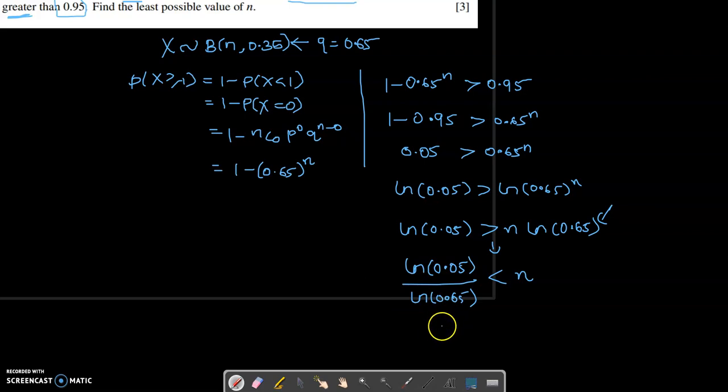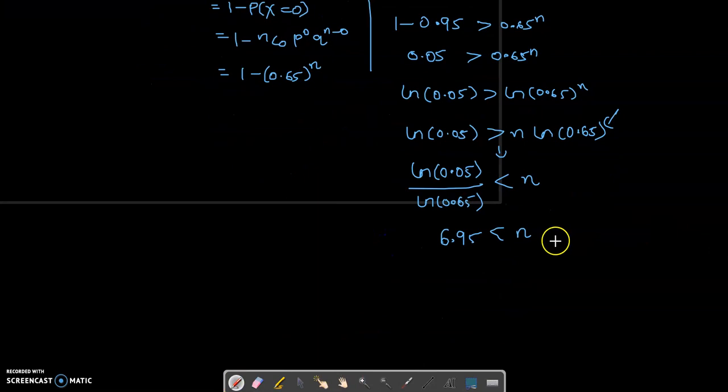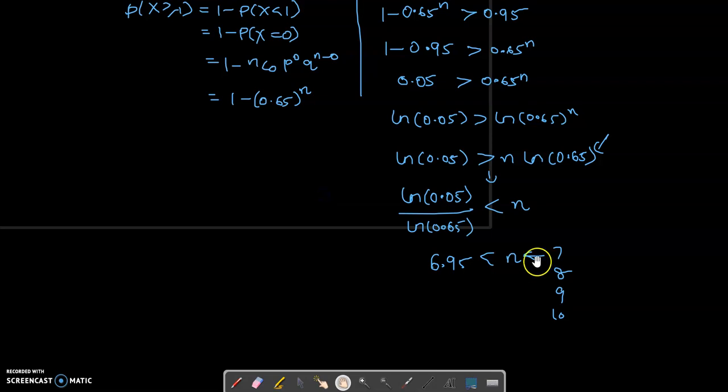Now put this into your calculator, ln of 0.05 upon ln of 0.65. You will get the value 6.95 is more than n. Now, which values will satisfy this inequality? 7, 8, 9, 10 and so on. All of these will satisfy this, as they are more than 6.95. The question asked is to find the least possible value of n. So out of all the values that satisfy this inequality, which is the least of all? It is 7. So your answer is 7. I hope this is clear to you.